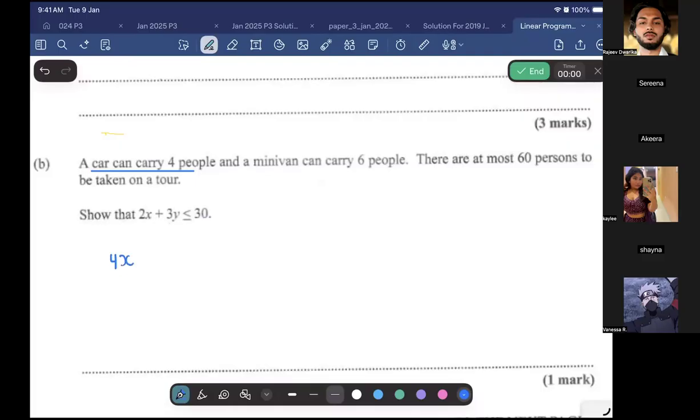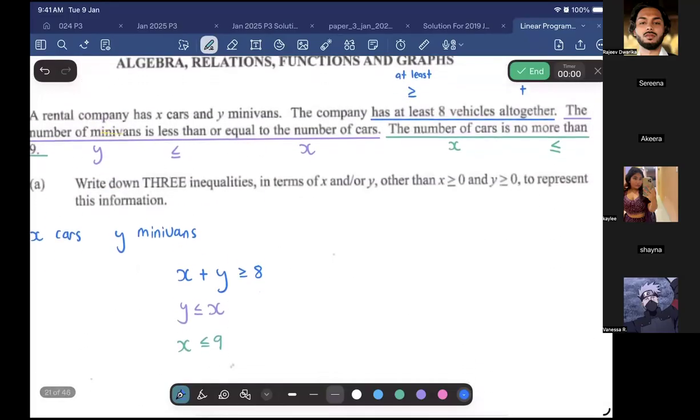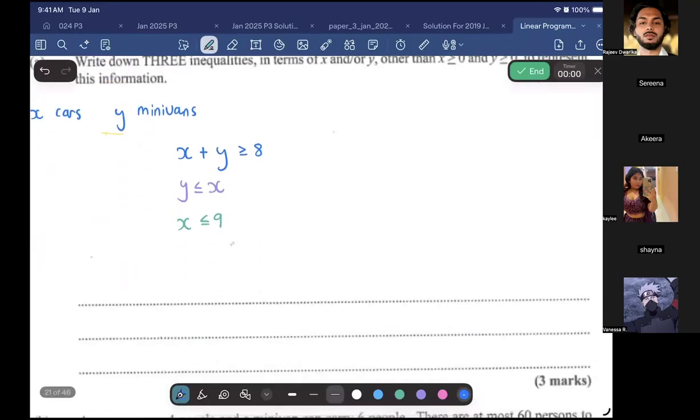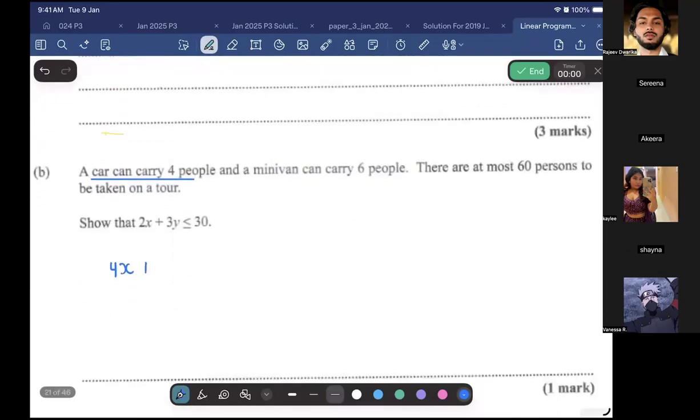That's not the only type of vehicle they have though. They have cars and they have minivans, right? How many minivans do they have? Y minivans. Right. And they have Y minivans, and how much could 1 minivan carry? 6. Right. So to figure out the total amount of people we're carrying, I would say what? 6 by Y. Yep.